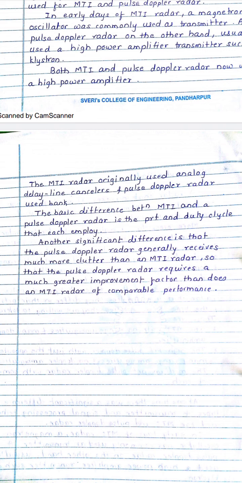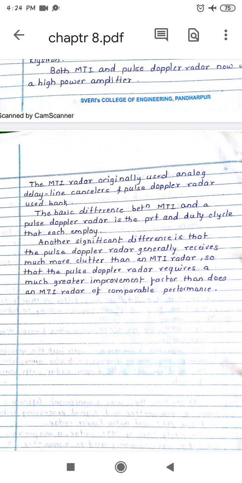The basic difference between MTI and a pulse Doppler radar is the PRF and duty cycle that each employ. Another significant difference is that the pulse Doppler radar generally receives much more clutter than an MTI radar, so the pulse Doppler radar requires a much greater improvement factor than does an MTI radar of comparable performance.